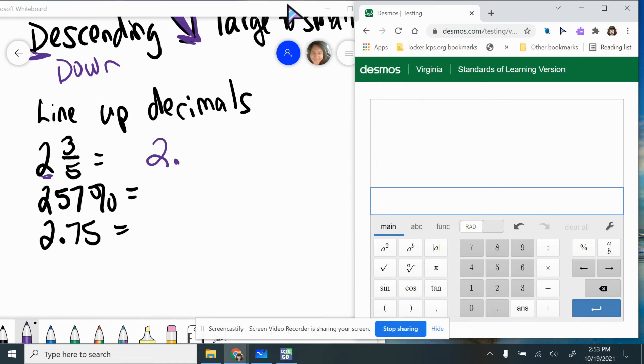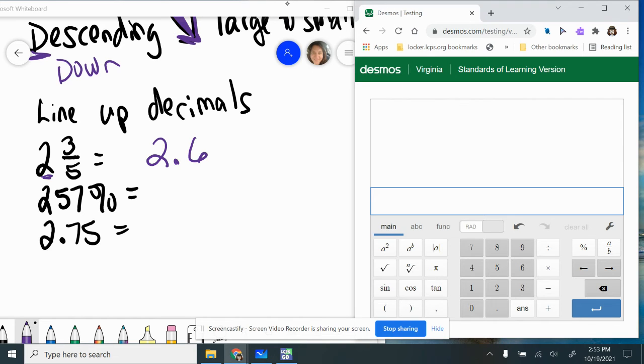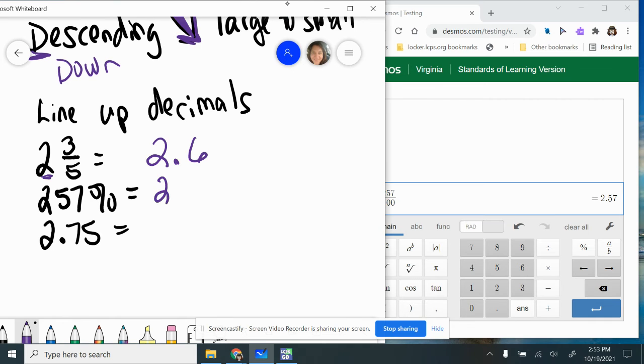So let's look at this one. I have 2, and then I have my fraction, which is 3 on the top and 5 on the bottom, right? So it's 2.6 because the 2 goes where that 0 was. Here I have 257%. So I'm going to take 257 and divide by 100. And look, I get 2.57.